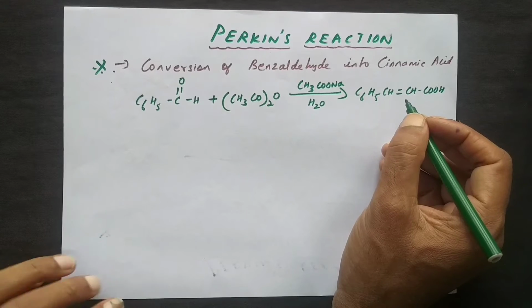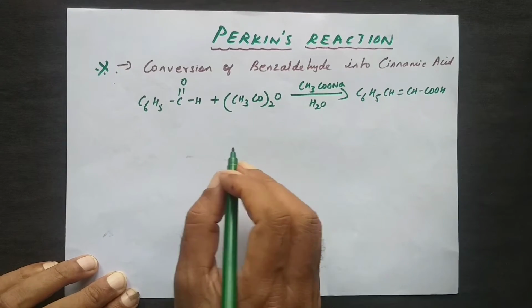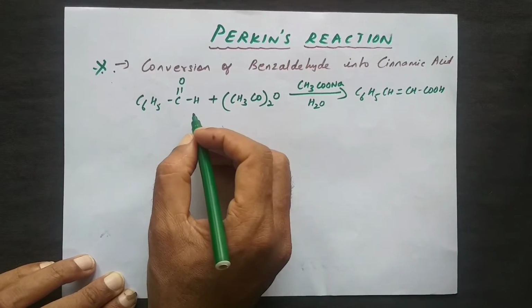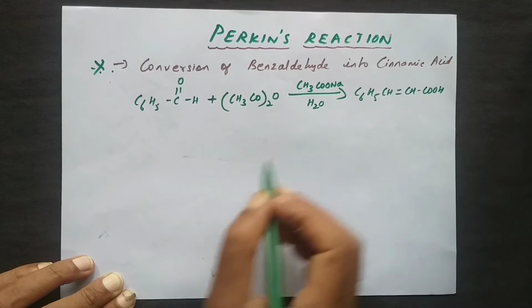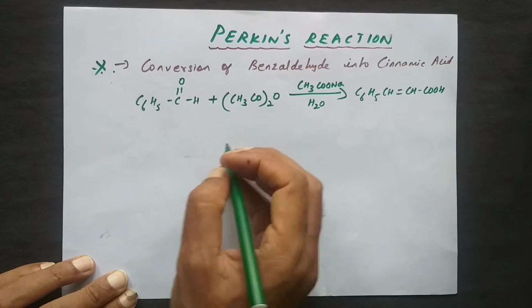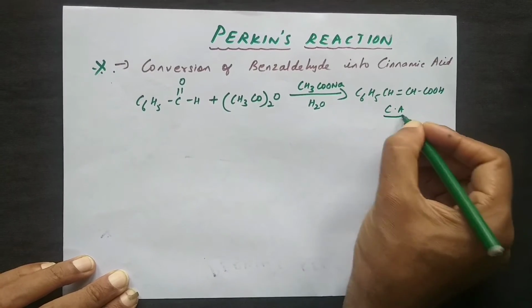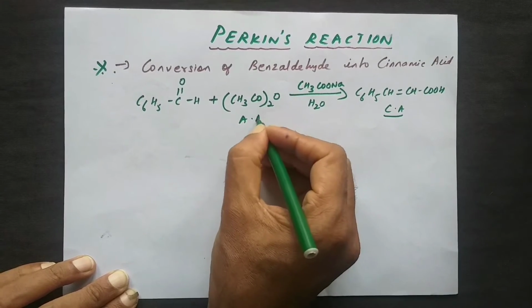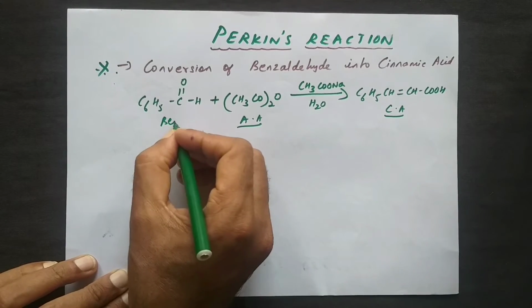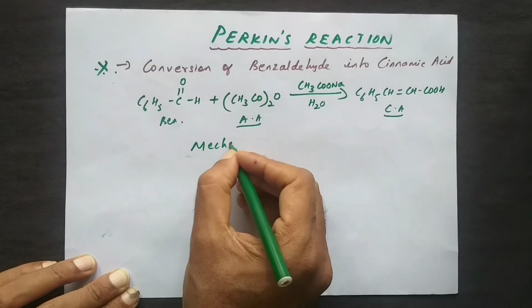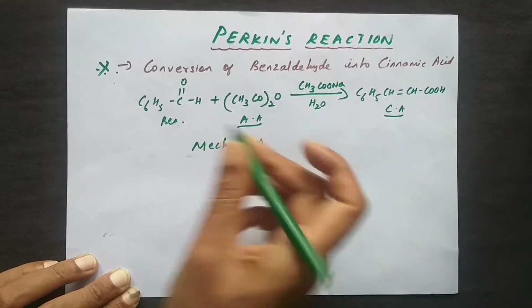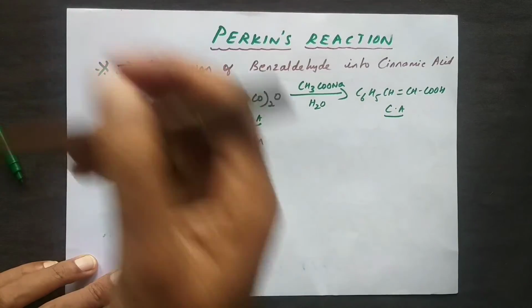cinnamic acid. So in the 2 marks question for class 12, if they ask and you write this, it's more than enough. This is the benzaldehyde, this is acetic anhydride, and this is the cinnamic acid. Now let us go to the mechanism.